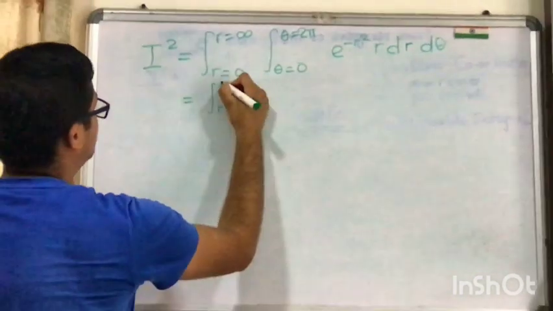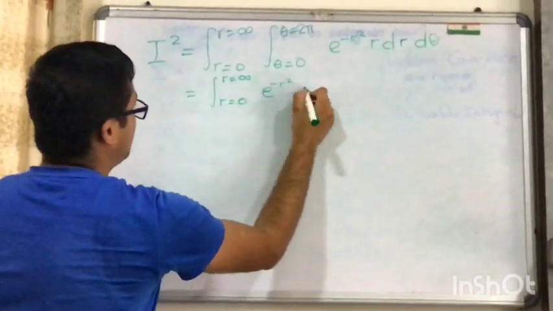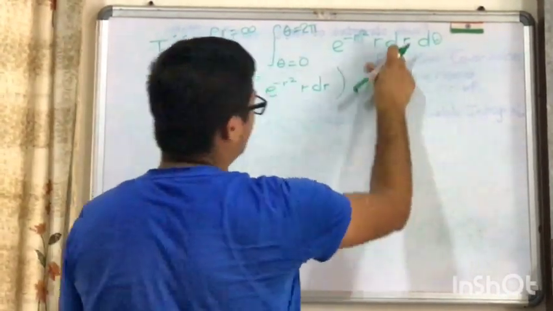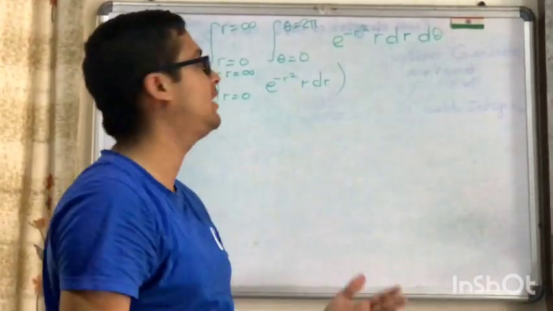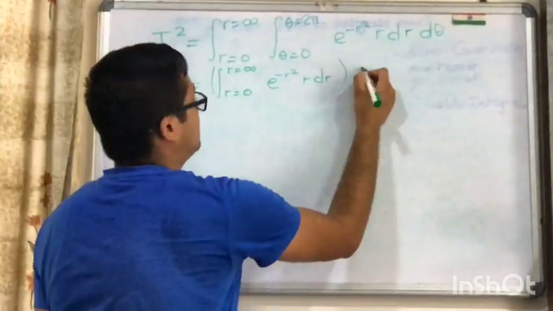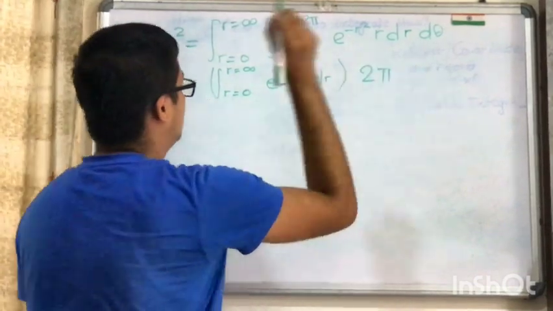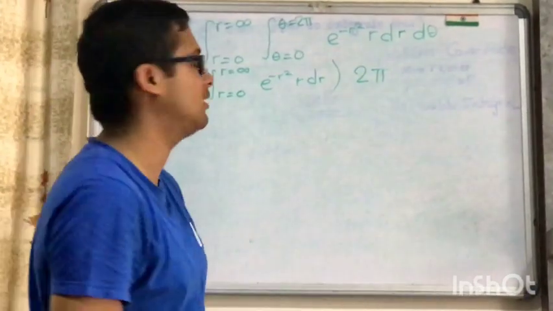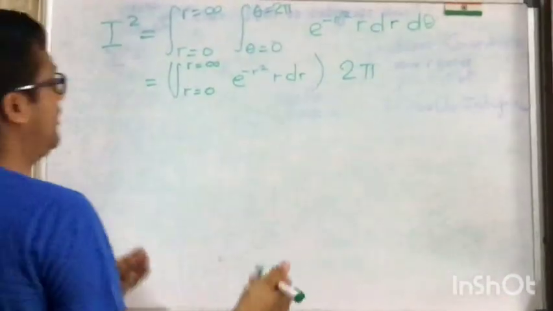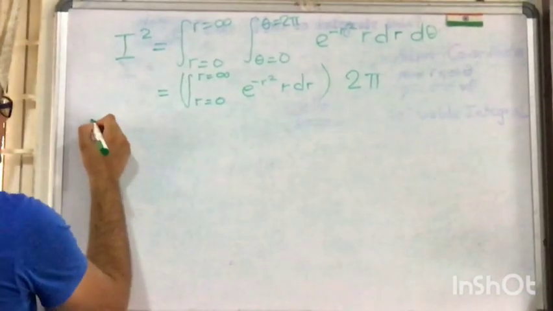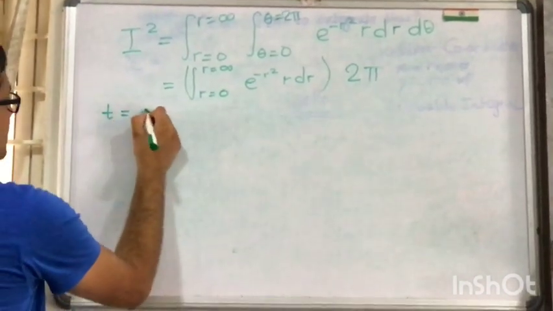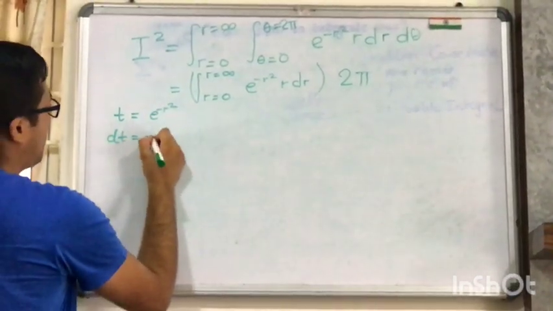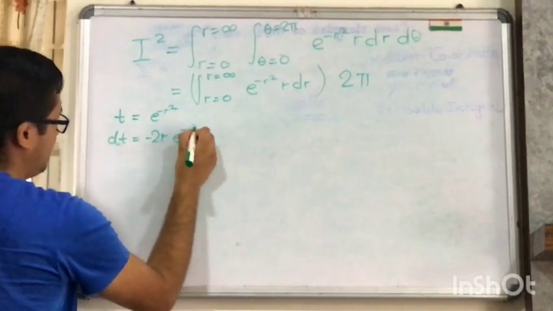So r from 0 to infinity e power minus r square r dr is one thing, and you can take d theta as another thing. After you integrate d theta, it is nothing but theta, and after you substitute the constants, it is 2 pi. Now this function is like the second part of the integral, which is very simple to integrate. You just have to take some unknown variable t as e power minus r square, and dt will be minus 2r e power minus r square dr.